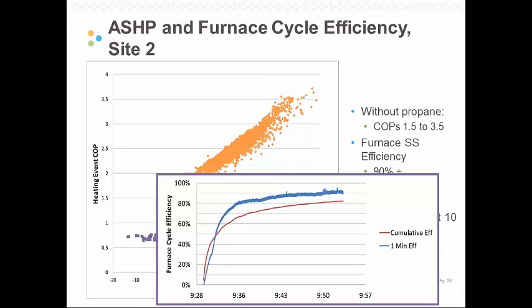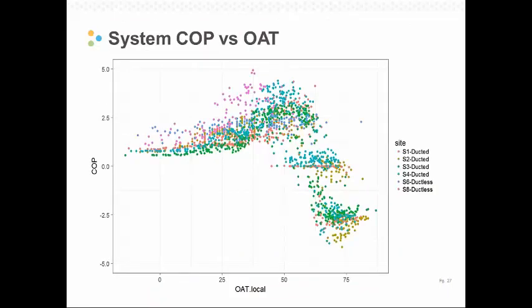I said the efficiency was around 80% for the furnace when it's a 90% rated furnace, and that's because it takes a while for the furnace to ramp up to its steady state efficiency. All this plot shows is the instantaneous efficiency of the equipment, or the cumulative efficiency of a cycle, and how it takes 10 to 20 to 30 minutes to get up to that condensing level of efficiency. And so that's important to remember when you look at some of these numbers, that these are really the field rated conditions.